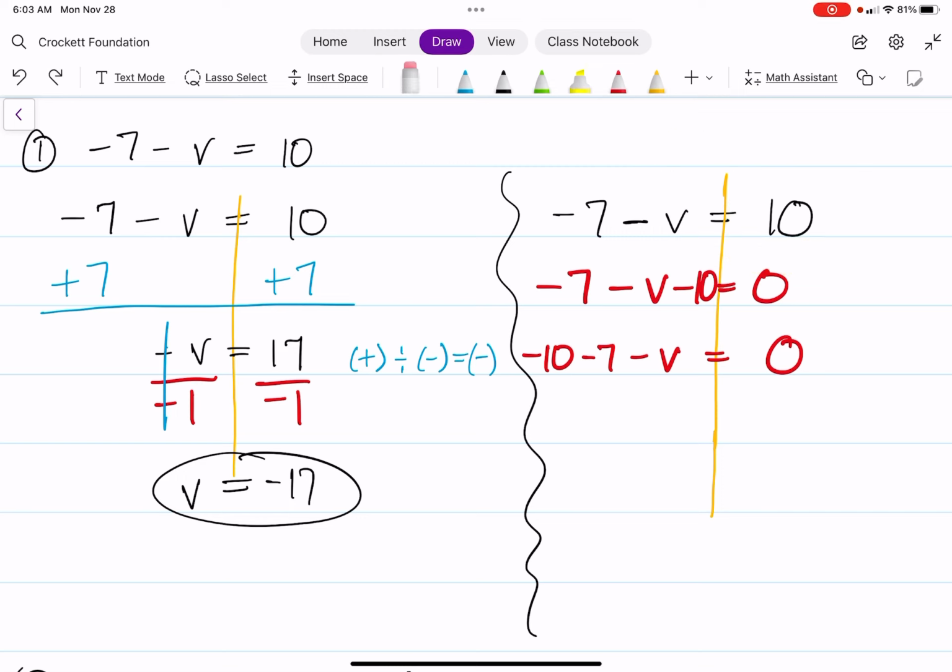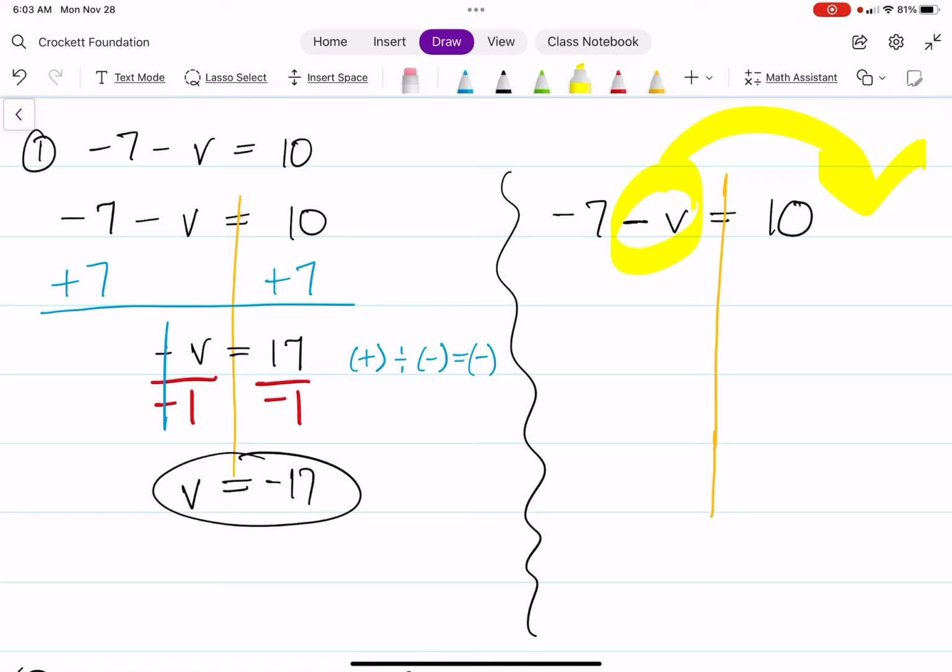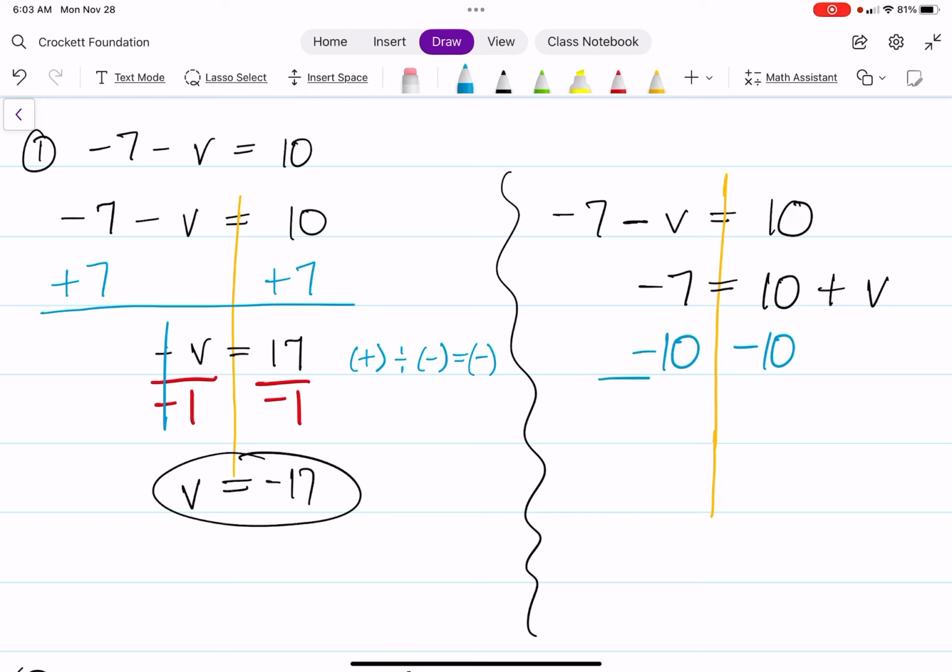So let me get rid of these things now. And let me get back to what I was showing you. So I want to move it so that my variable is positive. So I'm going to move the variable over here. So when I rewrite it, my equation is going to say -7 equals 10 and positive v. Now, when I go ahead and solve for this, this now looks like a regular traditional one-step equation where I want to get rid of the positive 10 by adding -10 to both sides.